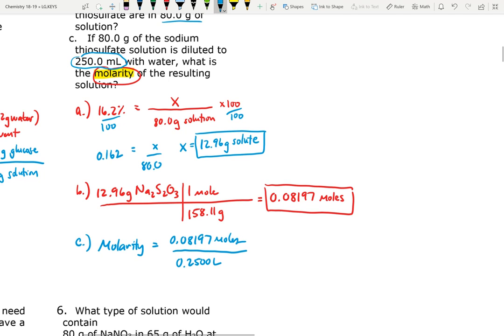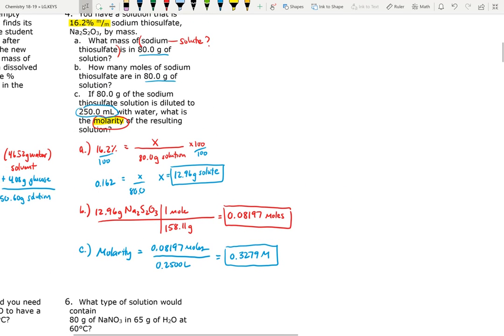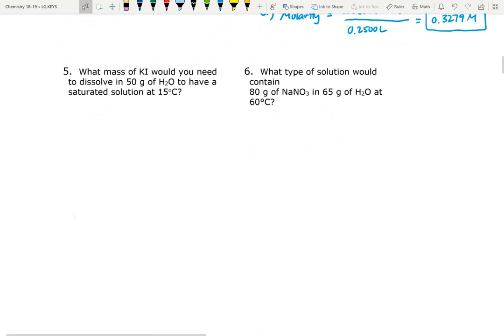And then punch that in your calculator, and that'll give you your molarity. You should get an answer of around 0.3279 moles per liter. And that, again, it's usually in italics, but a capitalized M means moles per liter, represents the molarity of the solution. So there's 3 kind of steps, all within one rather simple prompt and a rather simple solution. 80 grams of this 16.2% sodium thiosulfate solution, and we took it in a bunch of different directions all at one time. It was pretty straightforward.